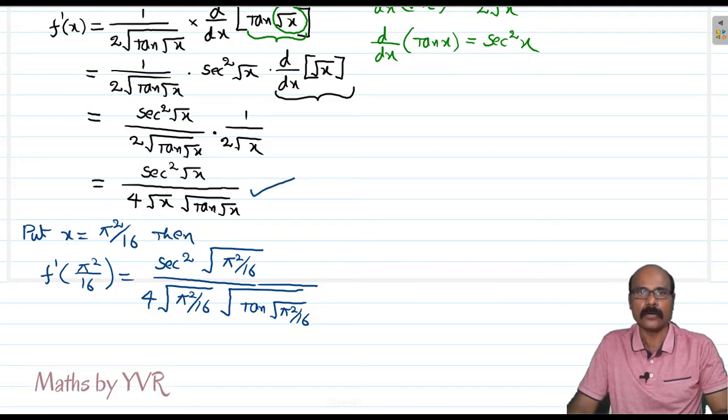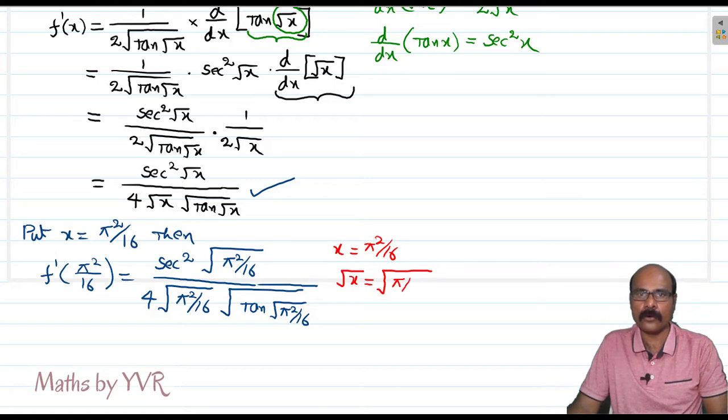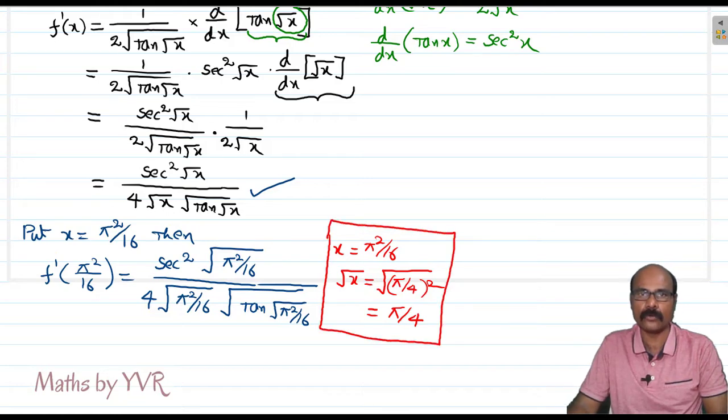Okay. Now if you observe here, x is equal to pi square by 16. Then root x is equal to what? Root x is nothing but root of pi by 4 whole square. Pi square by 16 can be written as pi by 4 whole square. Square and root get cancelled, then it will become pi by 4. So x is pi square by 16, then root x is pi by 4.